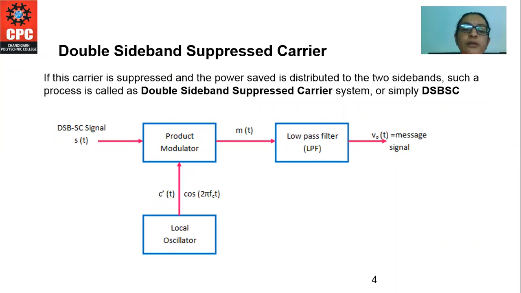The first one is double sideband suppressed carrier. In this, the carrier is suppressed and the power saved is distributed to the two sidebands. Such a process is called double sideband suppressed carrier, or simply DSBSC. So we can conclude from all those figures that it is a combination of three components: the original carrier frequency, the upper sideband, and the lower sideband frequencies.